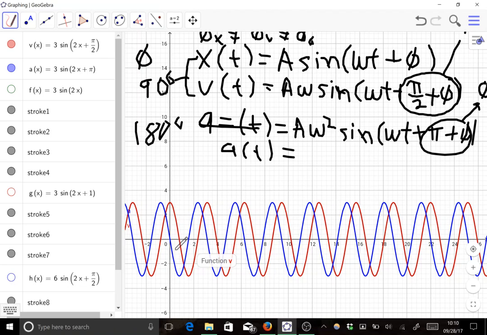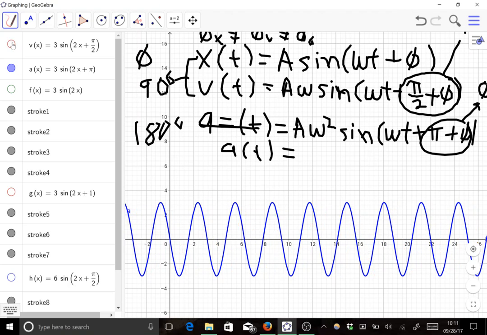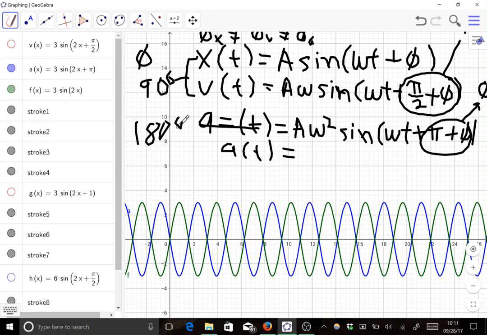And so what I want you to notice here is that when velocity is at 0, the acceleration is at its maximum. And when velocity is at a maximum, acceleration is 0. So again, this idea, when things are 90 degrees out of phase, when one value is at its maximum magnitude, the other is at 0. Whereas, let's again put acceleration and position, when things are 180 degrees out of phase, when one parameter is at its maximum positive value, the other parameter is at its negative maximum value.